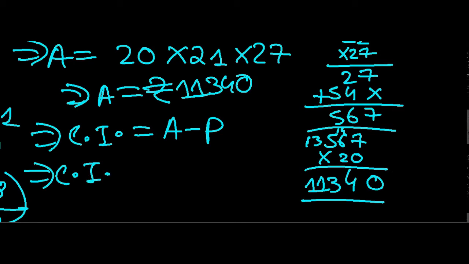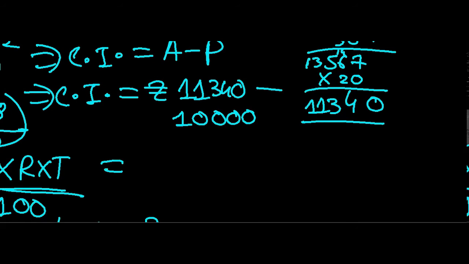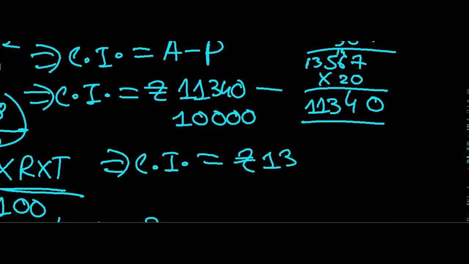So CI is equal to A minus P, amount minus principal. CI is equal to rupees 11,340 minus 10,000. Okay. CI is equal to rupees 1,340, which is the answer for this third sum.